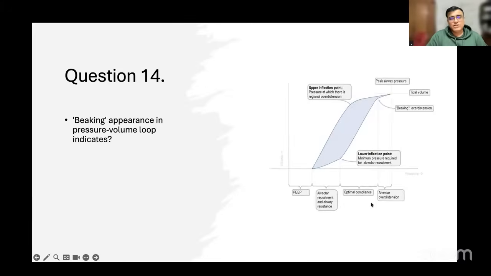There was a PV loop and they had shown beaking in that. Beaking always indicates overdistension. So the correct answer there would have been overdistension. People had not given me exact options in the recall, so I'm assuming overdistension would have been one of the options, which would have been the right answer.